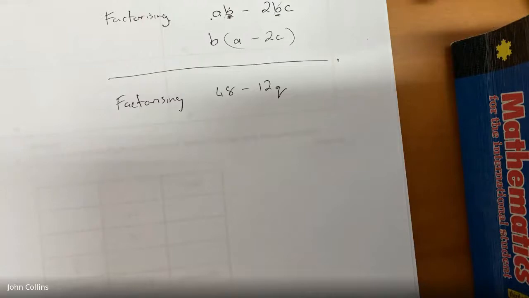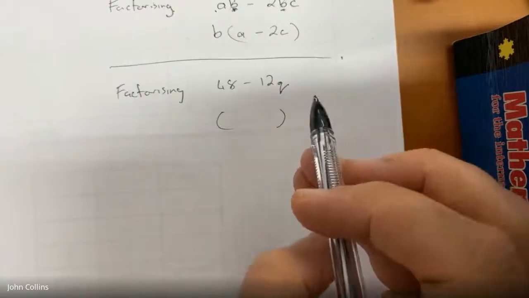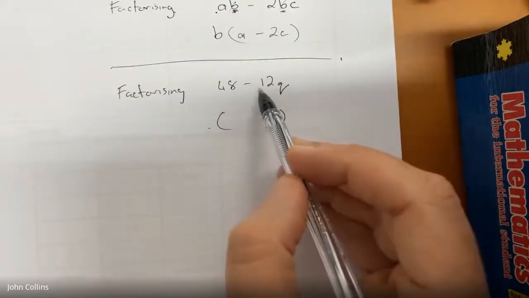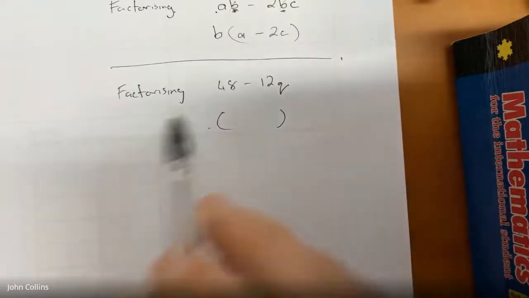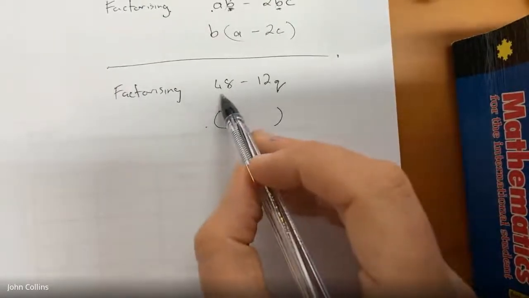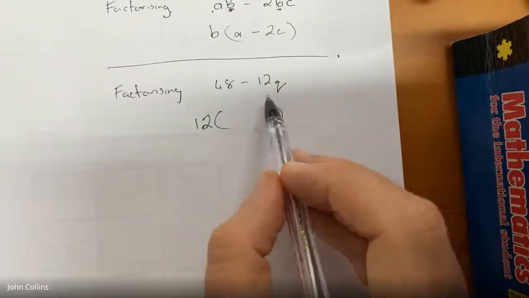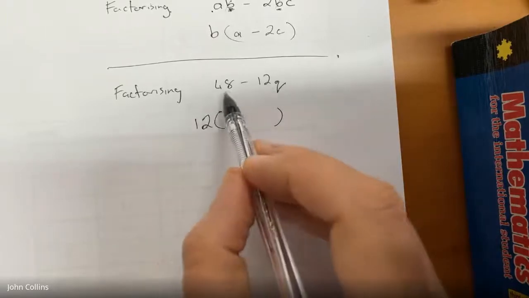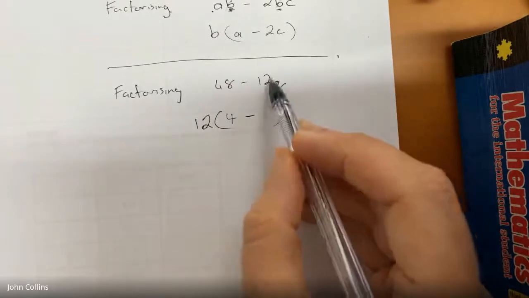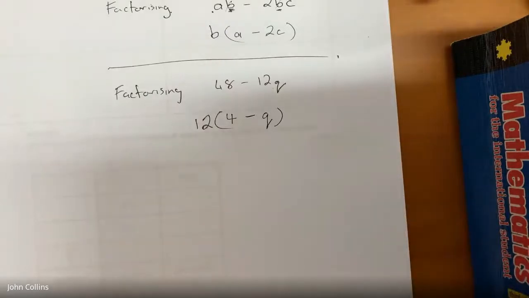No, Maddie. Okay. What is common to both? Is there a letter common in both? No. So the letter can't go outside. Is there a number common to both? Well, the highest number that's common to both, yeah, Tiana, you could do 6, but I think 12 is the highest common factor of 48 and 12. So 12 sits outside here. So if there's no letter in common, I can't put it outside the bracket. 12 times what gives 48? 12 times 4. And 12 times what gives 12q? Well, I need the q here, so I leave the q behind in there. That unknown.